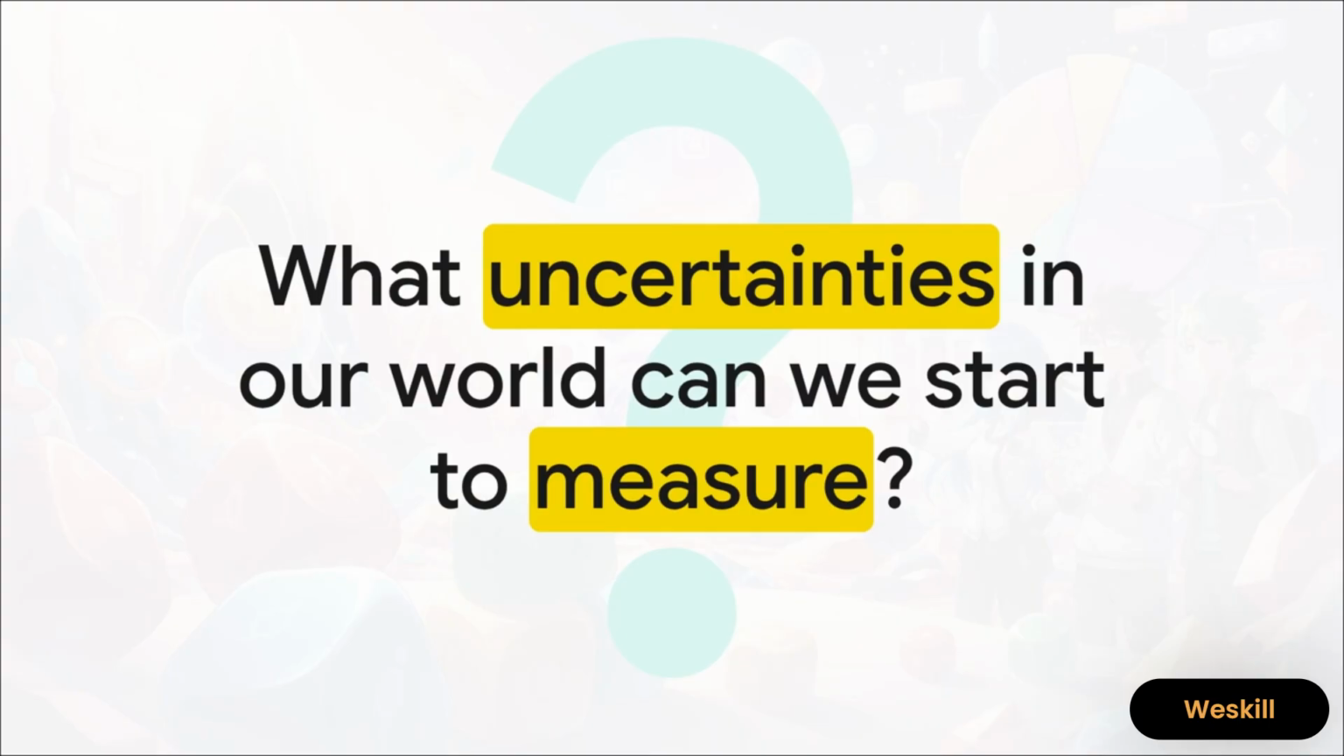And that leaves you with a really fascinating question, doesn't it? If a simple die roll and a complex weather model are built on the same foundation, what other crazy uncertain parts of our world can we start to measure? And maybe, just maybe, even predict?